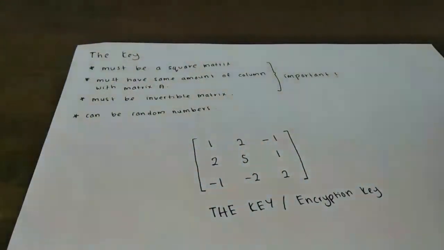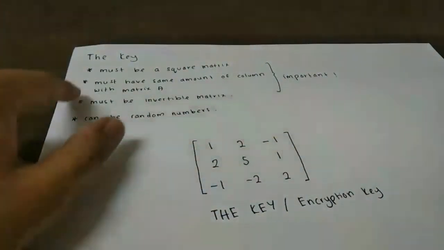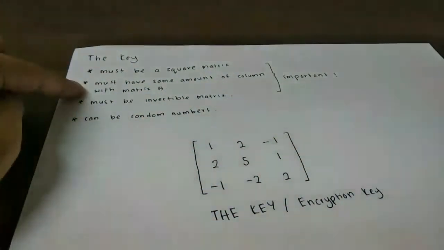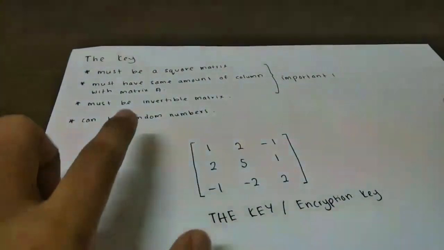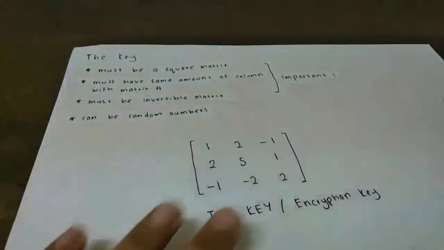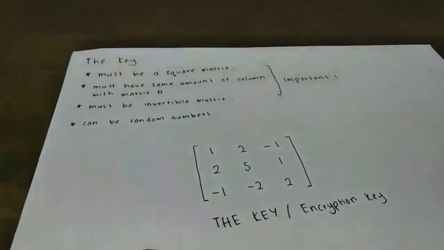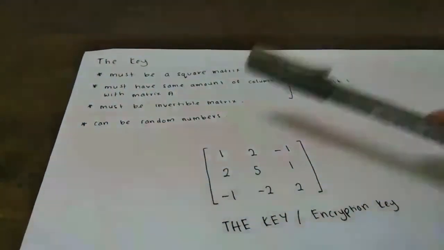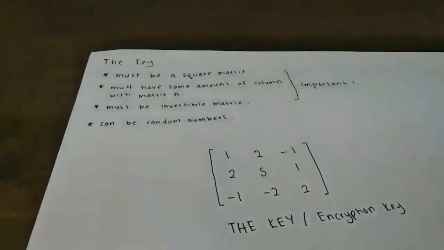In order to create the key, you must follow these 4 steps. These 4 characteristics must be in the key. If these 4 aren't in the key, you can't do the encryption. So let's go to the first characteristic. The first one is that it can be random numbers. Yes, it can be any random numbers you want. Okay, go to the next.